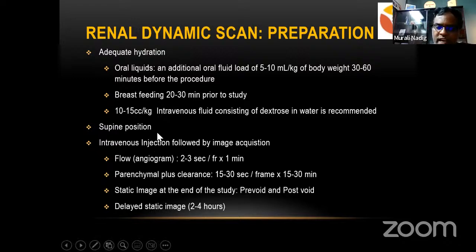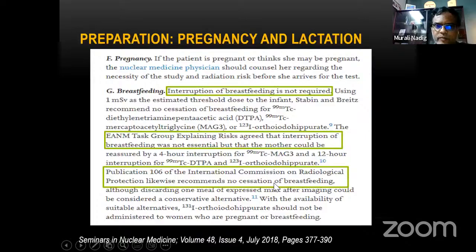Usually the scan is acquired in supine position, with intravenous injection followed by image acquisition. We have different phases, as I said: flow phase at 2 to 3 seconds per frame for 1 minute. Then the parenchymal plus clearance phase, acquired at 15 to 30 seconds per frame for 15 to 30 minutes. Then a static image at the end of the study, pre-void and post-void, and a delayed static image at 2 to 4 hours. So pregnancy and lactation are no longer considered absolute contraindications.